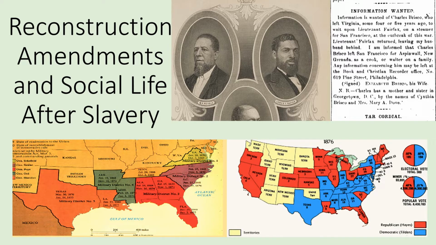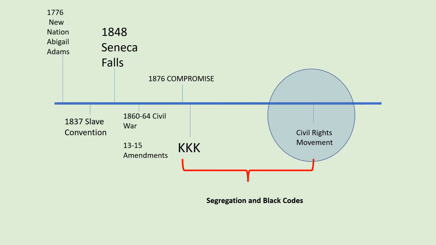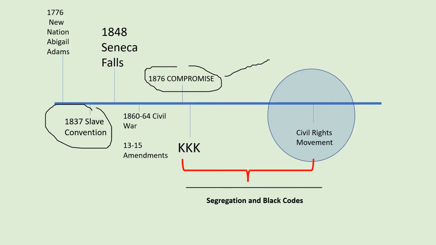The unit begins with Reconstruction, or the period after the Civil War, where the federal government, along with the radical Republicans, put in place mechanisms designed to deal with the end of slavery as we transition to the post-Civil War period. This slide is a brief overview looking at the Slave Convention and the time period where the Civil War takes place up until the point where we get to the 1876 Compromise, which is where you see a series of black codes. As it mentions down here, that is where segregation really starts to begin.